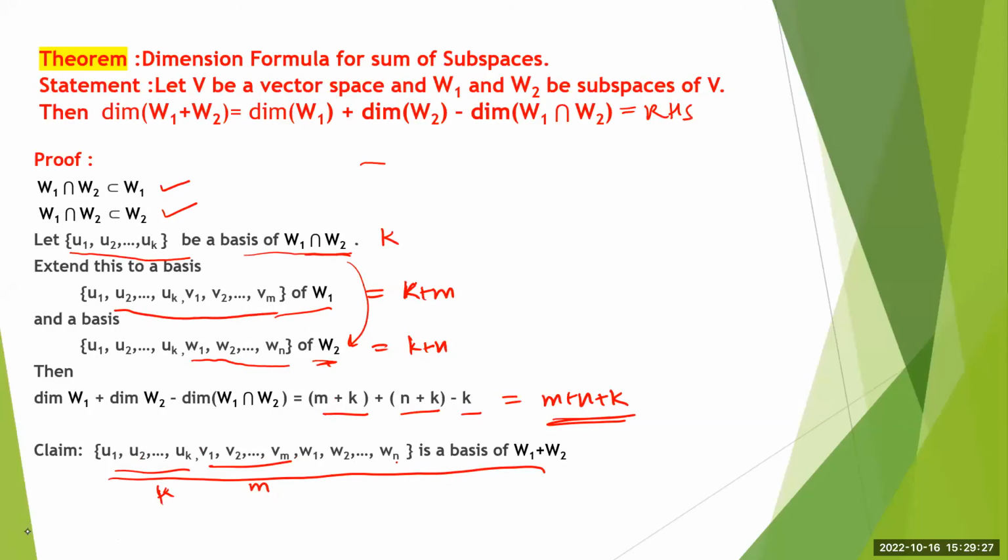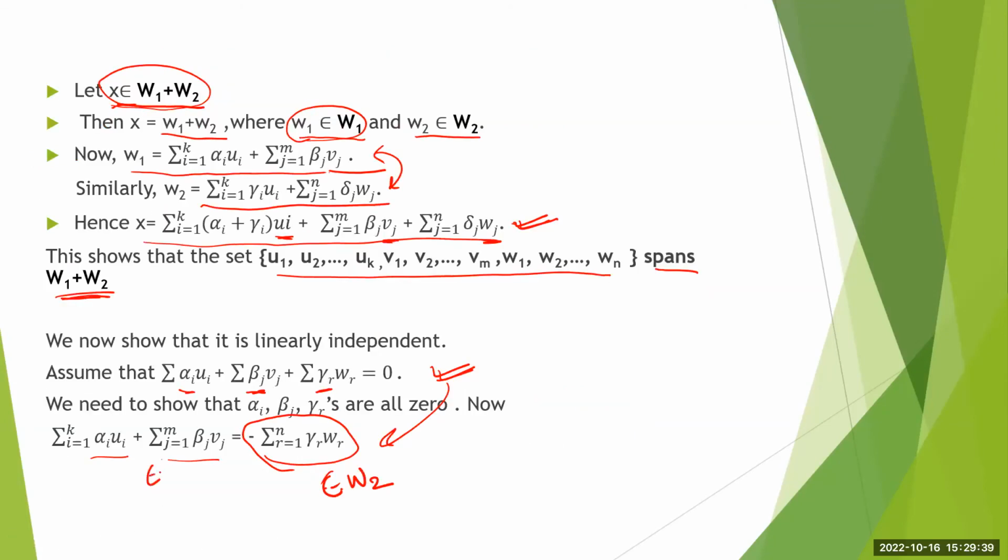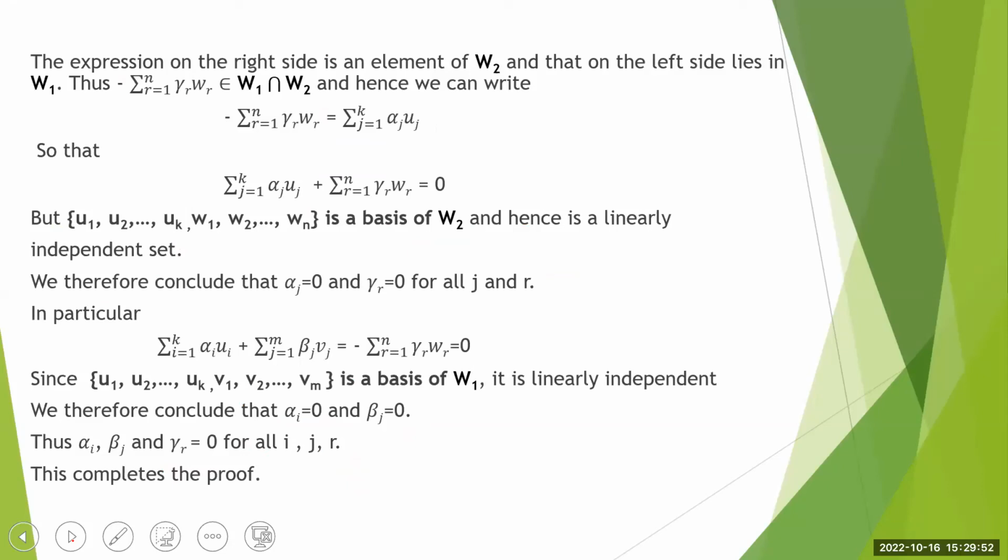The ui's and v1, v2 up to vm are all elements of W1. So by the spanning of this, I will get an element in subspace W1, right? So my LHS belongs to W1, and the RHS belongs to W2. So all the elements will be included in W1 intersection W2, right? The expression on the right side is an element of W2, and that on the left side lies in W1. Thus, minus summation r is equal to 1 up to n gamma r wr belongs to W1 intersection W2.